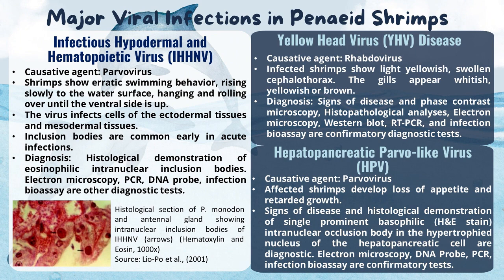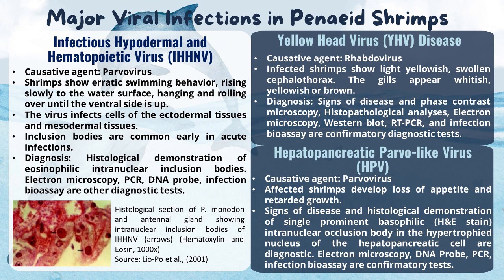Inclusion bodies are common early in acute infections, later decreasing in number, followed by necrosis and inflammation of target tissues. It has been linked to the runt deformity syndrome in L. vannamei. Secondary bacterial infection may occur. Some survivors of epizootics may carry the virus for life.